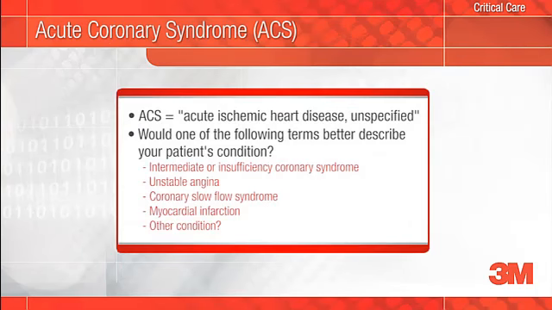As physicians, we know what the clinical term acute coronary syndrome means, but in ICD-10, acute coronary syndrome is assigned to the non-specific diagnosis code of acute ischemic heart disease unspecified. If you can describe ACS more specifically as intermediate or insufficiency coronary syndrome, unstable angina, or coronary slow flow syndrome, these terms rather than ACS should be documented and will result in codes that give a more accurate picture of what you are treating.